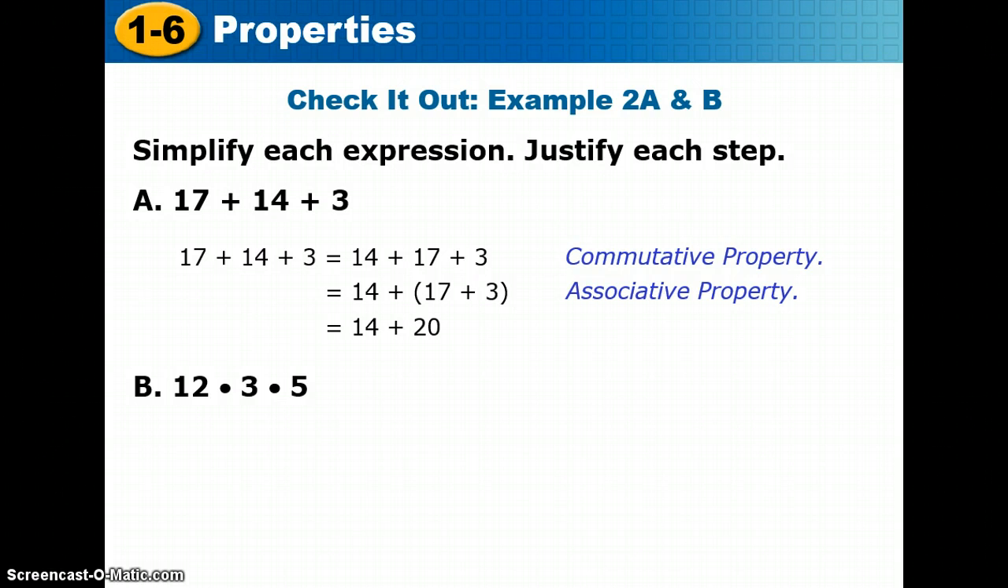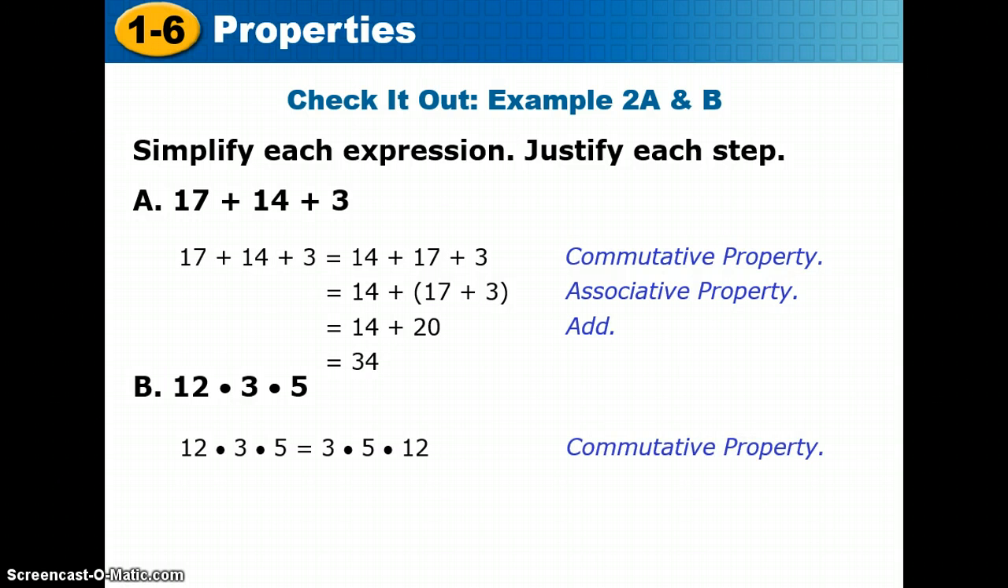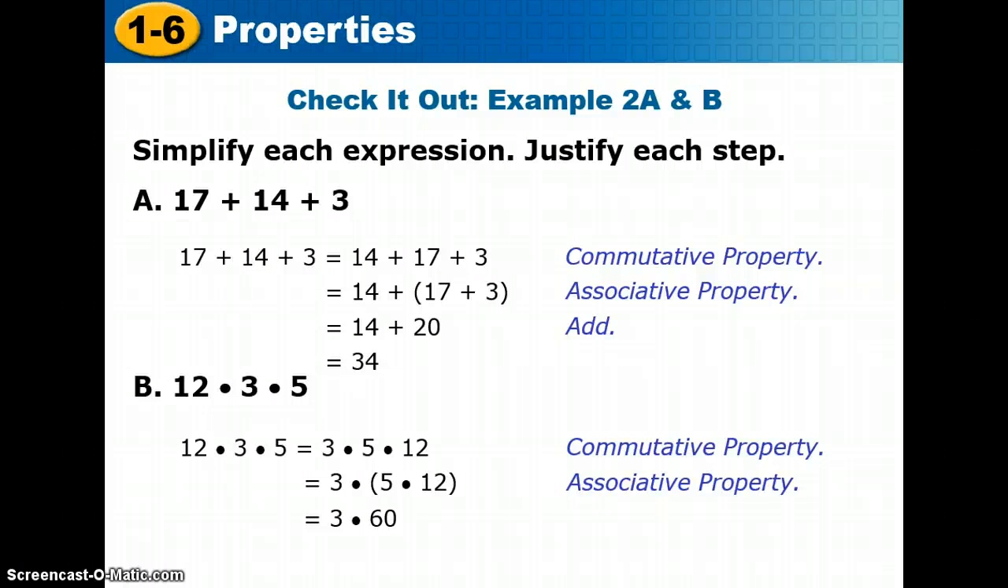17 plus 3 is 20, and 14 plus 20 is 34. In B, I may want to rearrange these numbers once again using the commutative property. And then group 5 and 12, because I know 5 times 12, using the associative property, will give me 60. 3 times 60 is very easy to multiply in my head because all I need to know is 3 times 6. And after I multiply, I know 3 times 6 is 18, and add that 0 to the end to get 180.